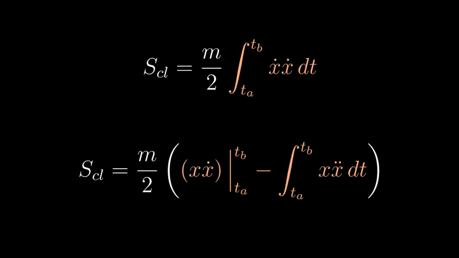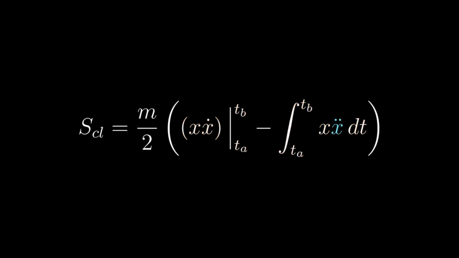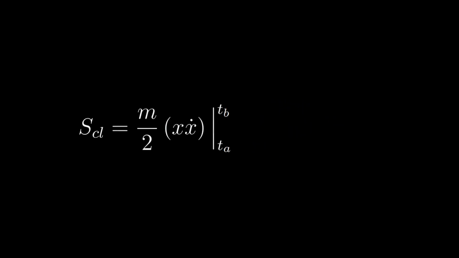After we plug this in, notice that, since we are dealing with a free particle, the acceleration, or x double dot, is equal to 0. Therefore, this entire integral here is equal to 0, and we only need to evaluate x times x dot at t sub b and t sub a. As we found from our first solution, x dot is equal to x sub b minus x sub a over t sub b minus t sub a.